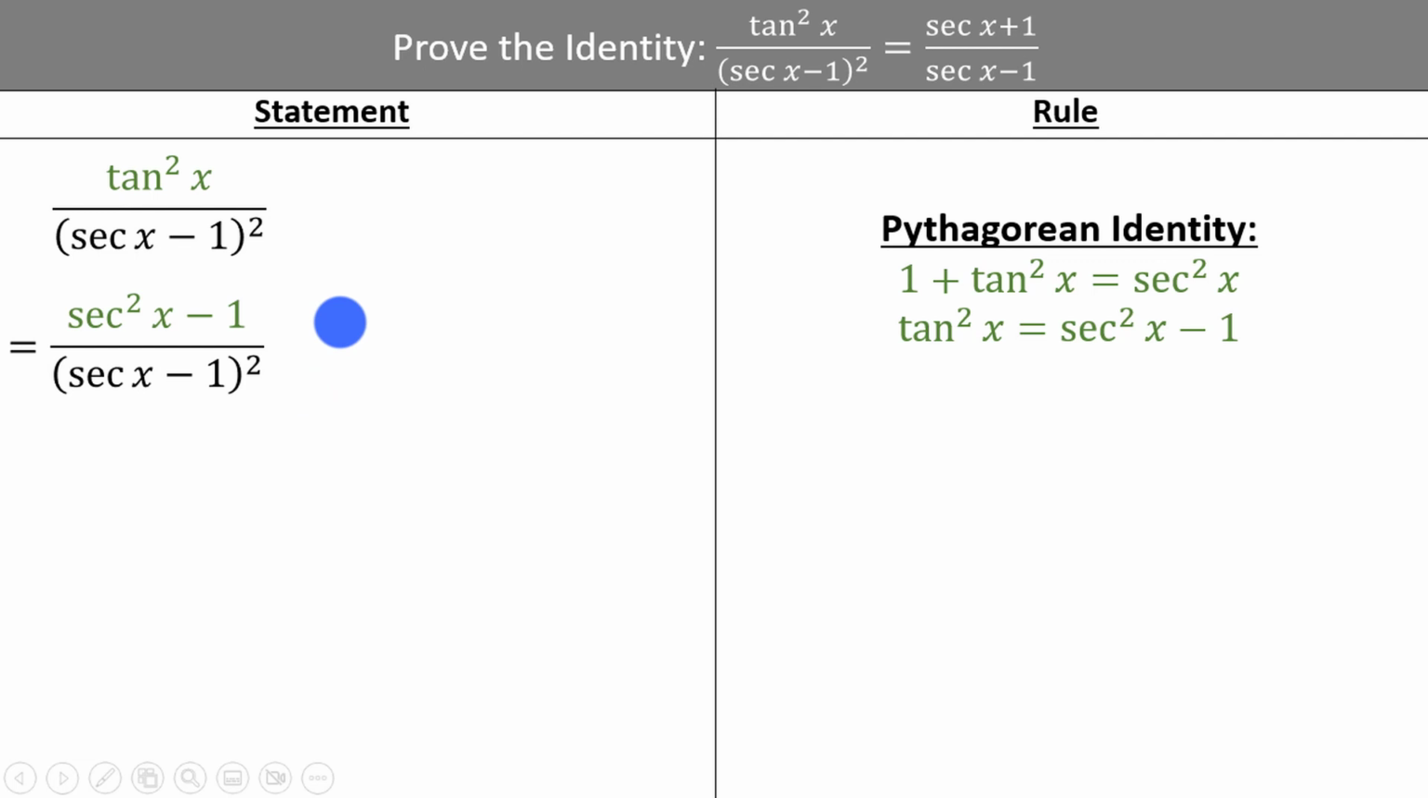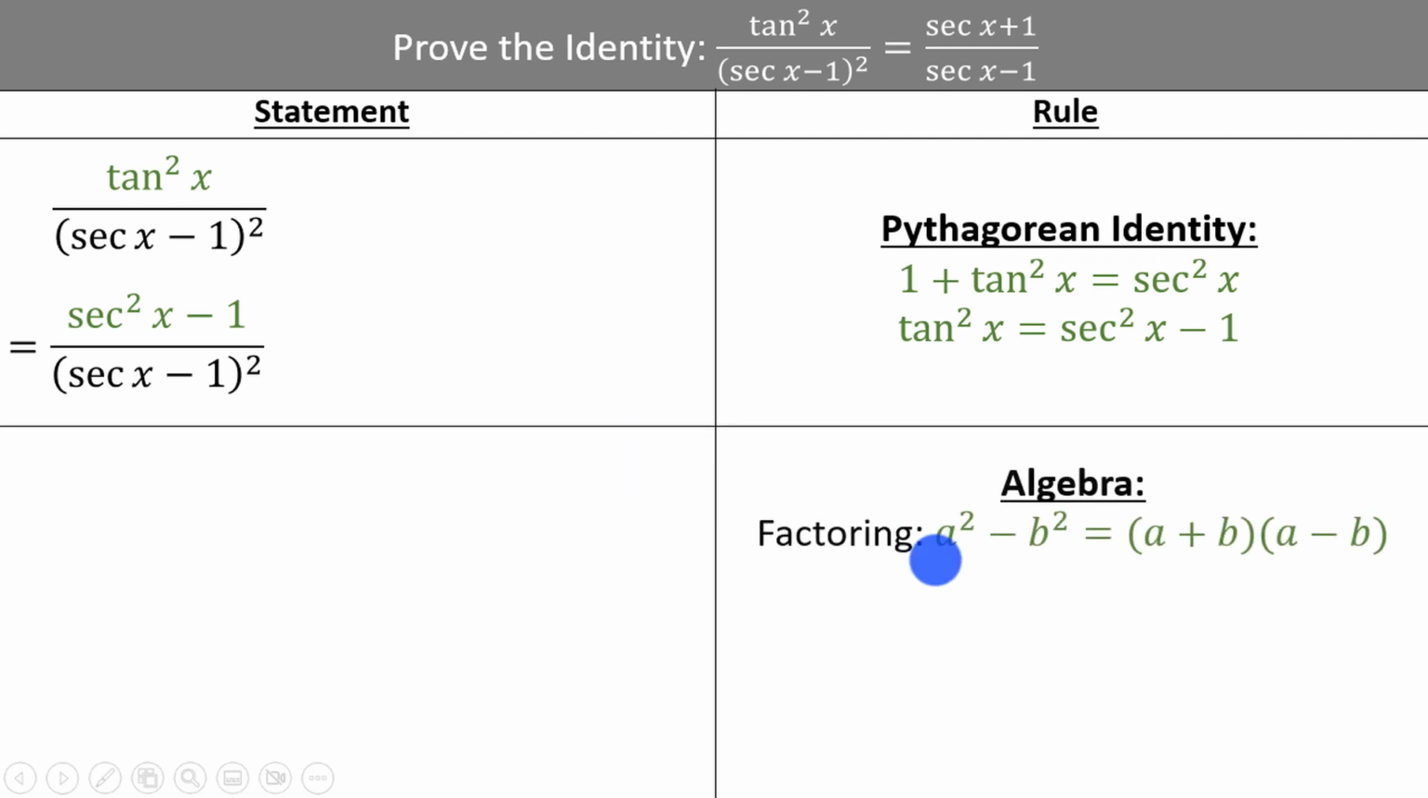Now it might appear that something in our numerator and something in our denominator would cancel, but the terms are not quite equal. We have secant squared minus 1 and secant of x minus 1 all squared. Now the trick here is to recognize that the numerator is a difference of squares. We have something squared minus something else squared. Notably, we have secant squared minus 1 squared, where 1 squared is just 1.